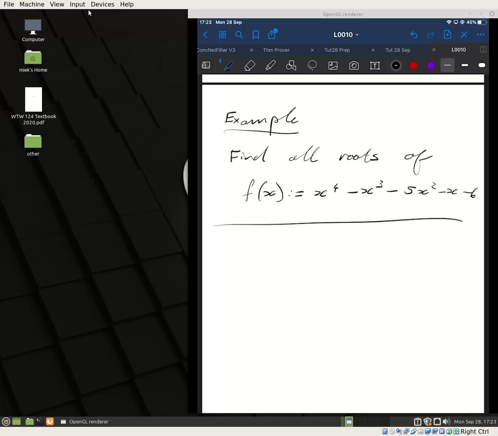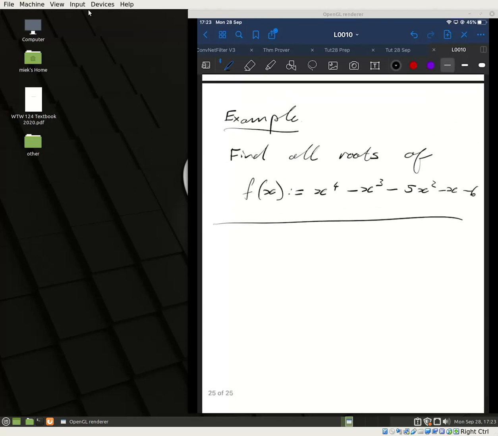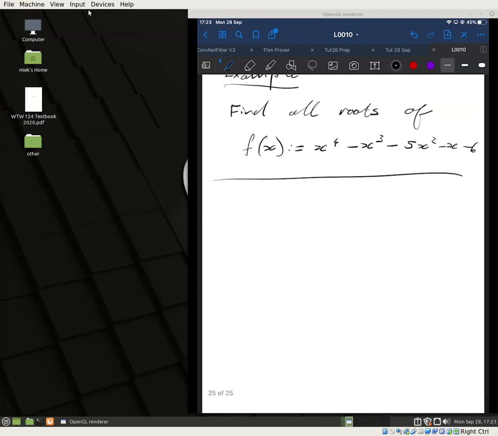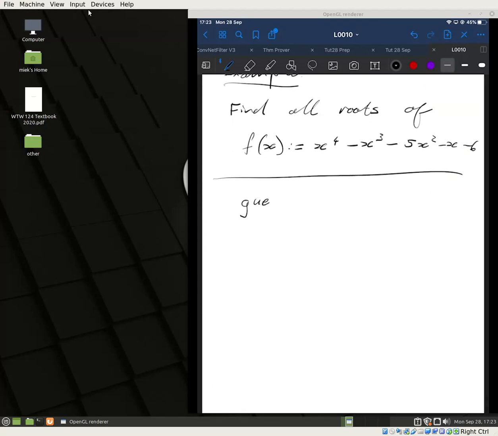Okay, so let's think about our strategy. The first thing we are going to do is just guess, to see if we can find some simple root. So let us guess that 1 is a root. If 1 is a root, what will we get? We will get 0. If we compute f of 1, then we will get 0. So let's see.